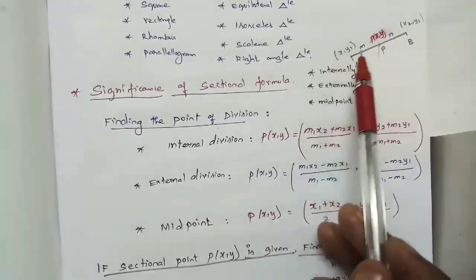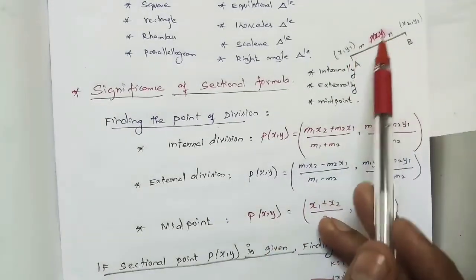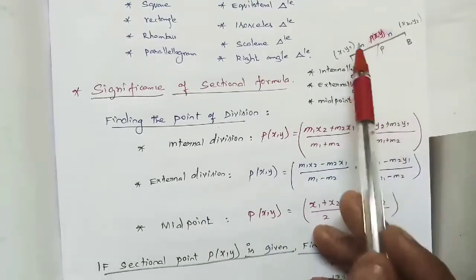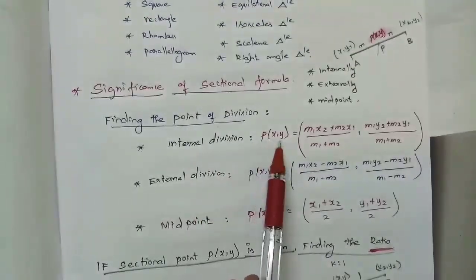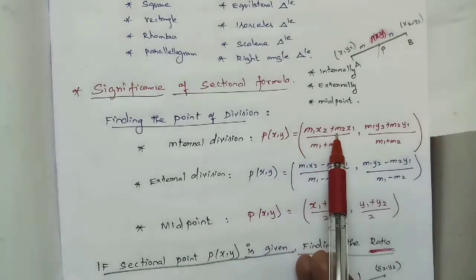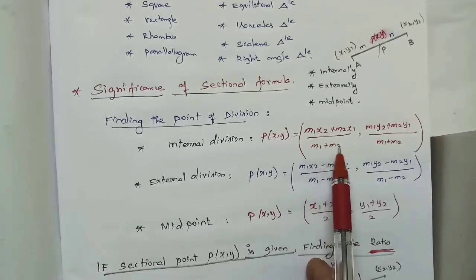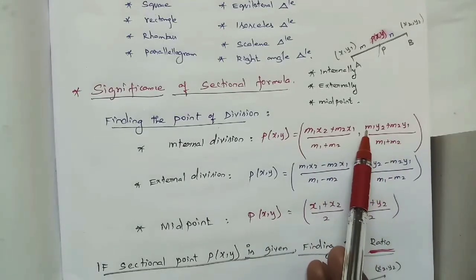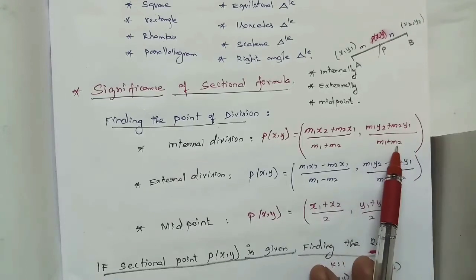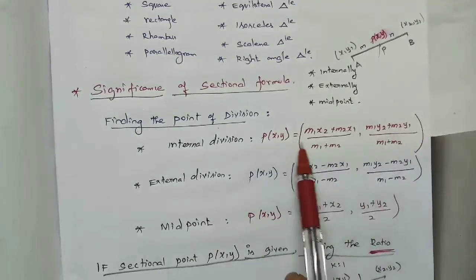So surely they will give you the ratio, right? In the m is to n, right? M and n are the ratios. M is to n. So internal division, P of x comma y is equal to m1 x2 plus m2 x1 divided by m1 plus m2, comma, m1 y2 plus m2 y1 divided by m1 plus m2, right? Internal division of P of x comma y.